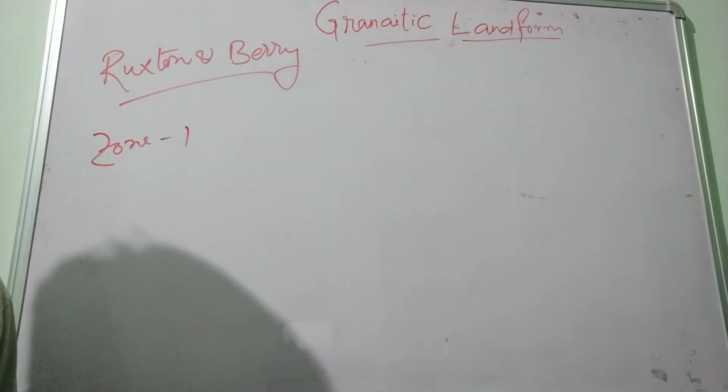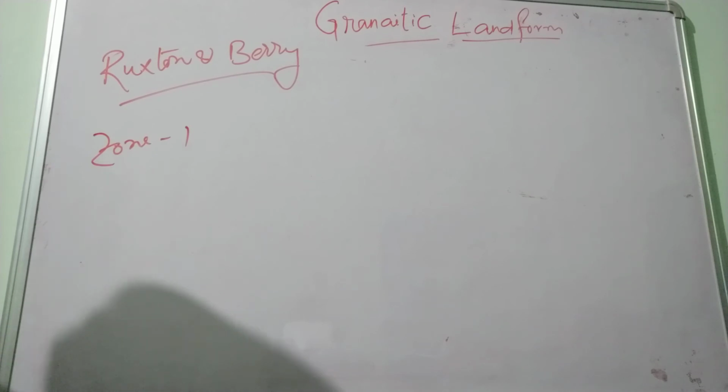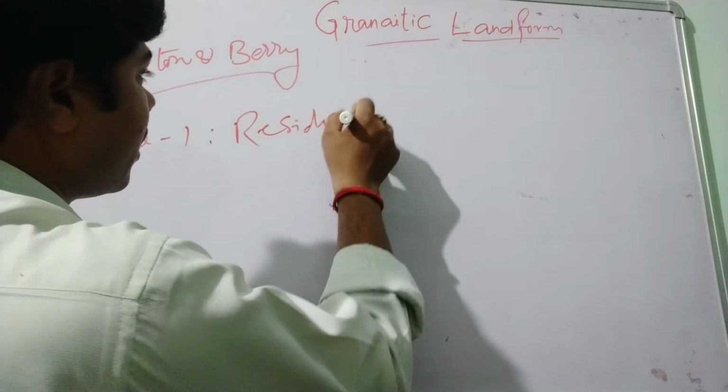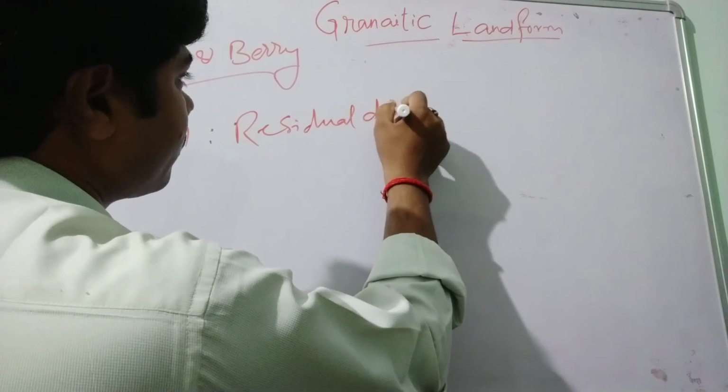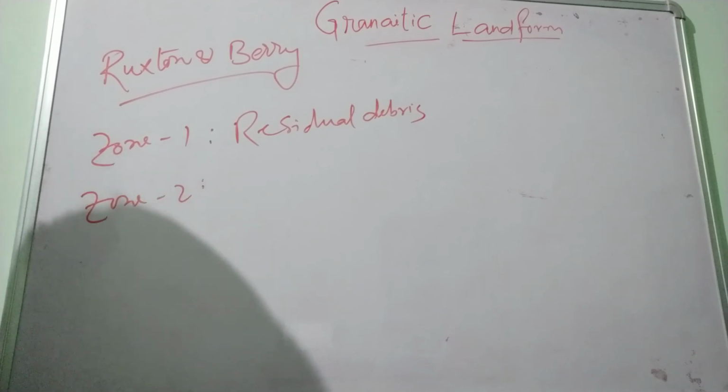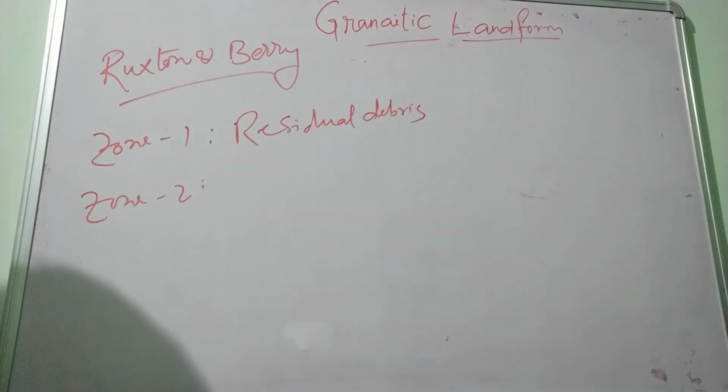This zone is the uppermost horizon and comprises just residual debris in the granitic structure. Zone 2. This is less decomposed and comprises some residual debris, grus, and some coarse stones. This type of landform is found here.